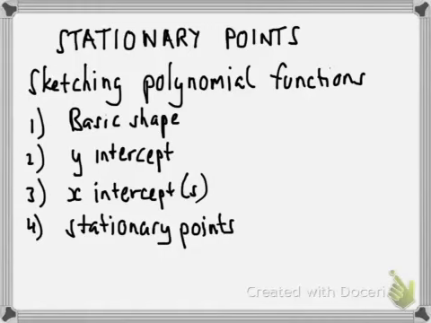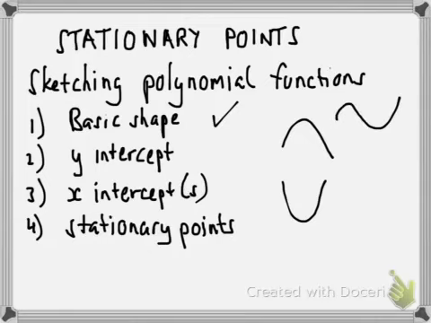Okay, today we're going to talk about stationary points. For sketching polynomial functions, we basically need four things. We need the basic shape. So if you're talking about a quadratic, is it one of those shapes, or if it's a cubic, is it one of these shapes here, or one of those. So we just need the basic shape of the graph.